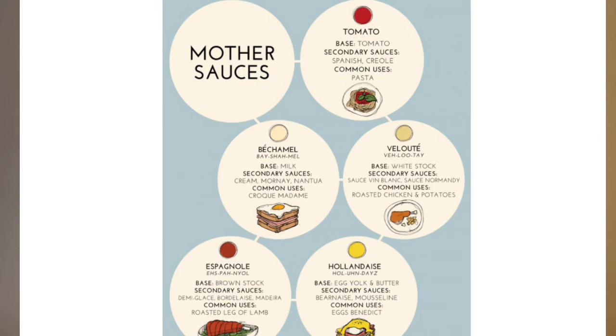So they also added to the mother sauces. Now, the current list of mother sauces also include a sauce tomate, a tomato sauce, and a hollandaise, which is an emulsified sauce. And we will talk about the different kinds of thickeners that there can be.